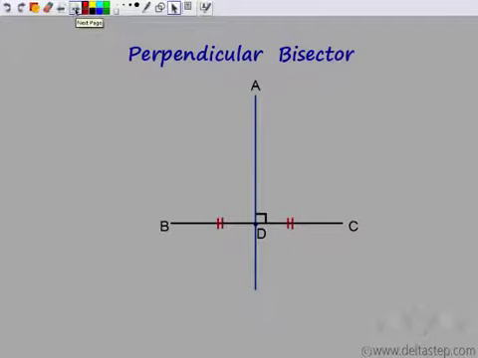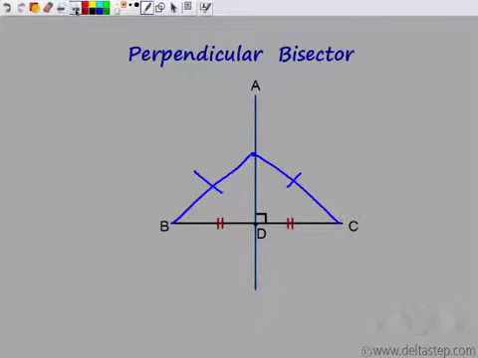So now let's say that the point D lies on the line BC. So D is obviously the midpoint of BC. BD would be equal to DC. But not just point D. In fact, if I pick any point on this line, which is the perpendicular bisector, then the distance of this point from both these endpoints of the line segment would be the same. That is, this distance would be equal to this distance.